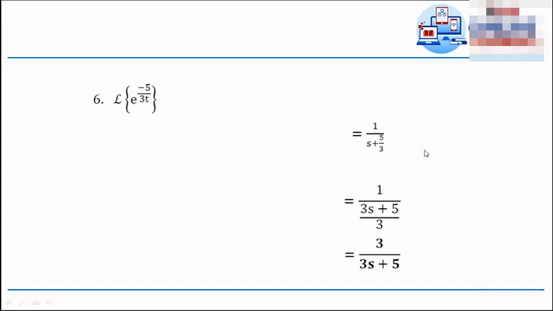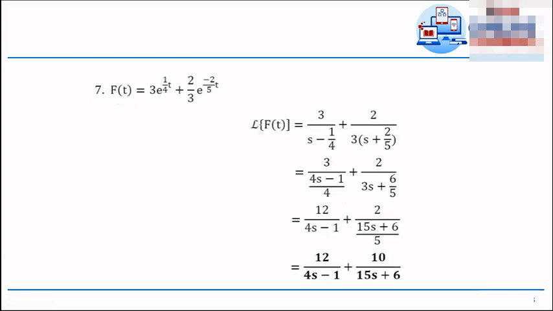So following those guidelines or steps, if you're going to simplify it further, your final answer will be 3 all over 3s plus 5. So 3 multiplied by 1, so we have 3. So that's now the answer of your problem number 6. Okay? And we have the last problem. I think this is the last problem.